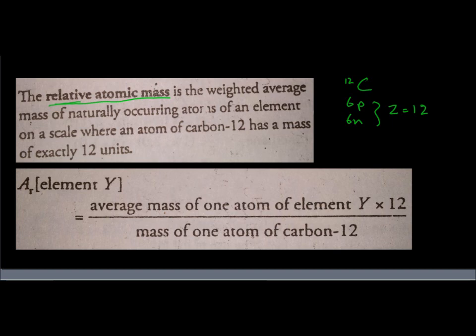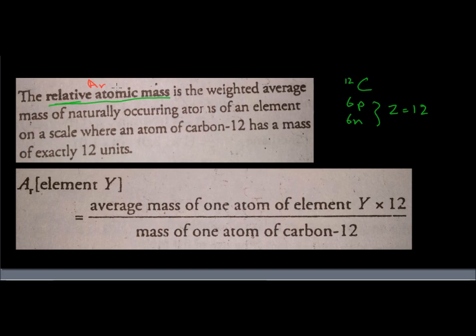So now to standardize everything, they said that we will compare everything with carbon 12, okay. So if you read the definition here, the relative atomic mass, which is also represented by A subscript R, is the weighted average mass, again the weighted average that we calculated earlier, of naturally occurring atoms of an element. This means you take into account all the isotopes, you account for all the isotopes, it is their weighted average. So the relative atomic mass is the weighted average mass of naturally occurring atoms of an element on a scale where an atom of carbon 12 has a mass of exactly 12 units.